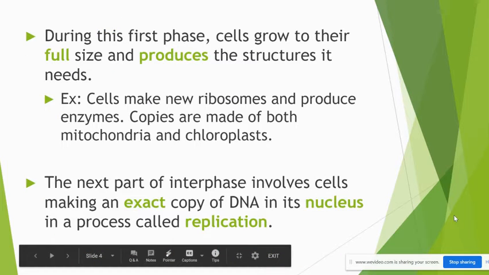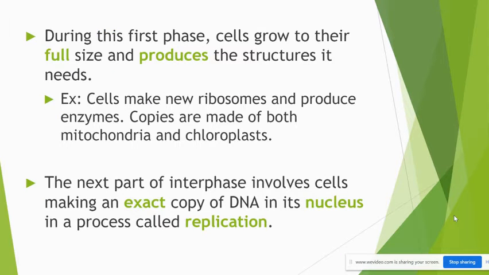So during this first stage interphase, the cell grows to its full size and then it starts to produce other structures that it needs. So it makes new ribosomes, it produces enzymes, it makes copies of the mitochondria and chloroplast. So that's going to help with those processes of photosynthesis and cellular respiration, depending what type of cell it is, either a plant cell or an animal cell. So it needs those specific organelles to help those functions as well.